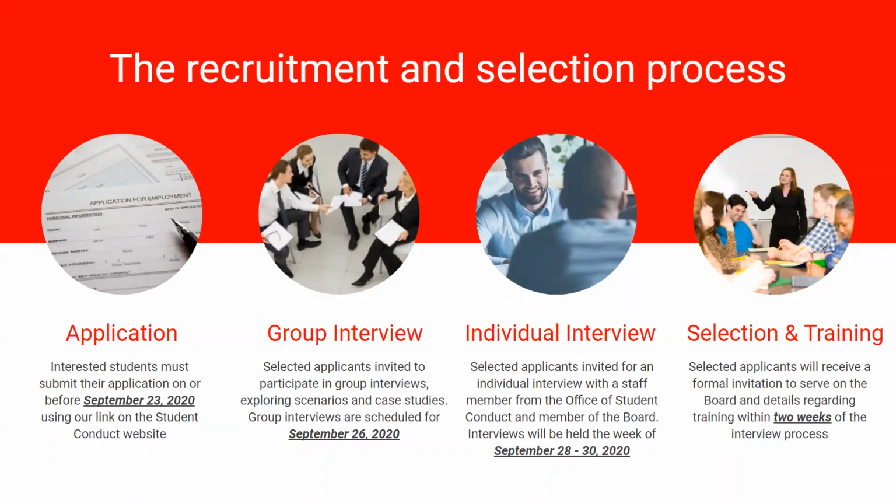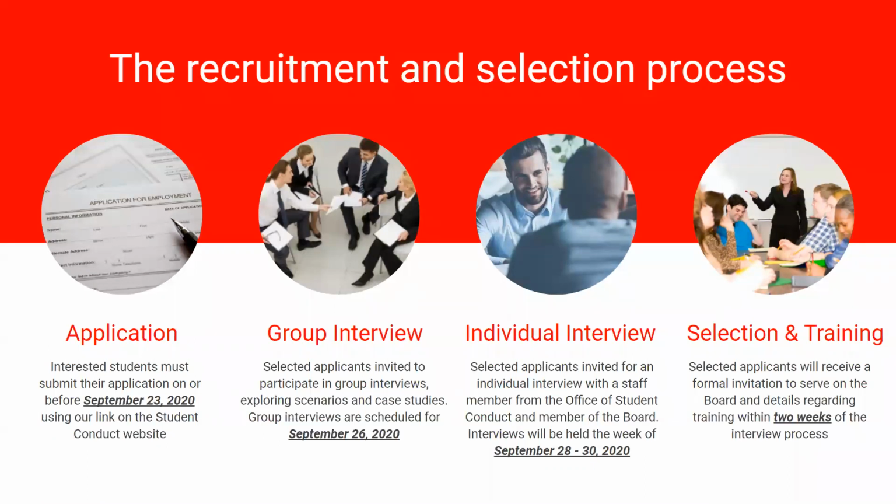If you are interested in enhancing your academic experience at NC State University, we highly encourage you to apply for the Student Conduct Board. We are currently accepting applications until 11:59 p.m. Eastern Standard Time on Wednesday, September 23rd. The application is located on the Office of Student Conduct website under the Conduct Board tab.